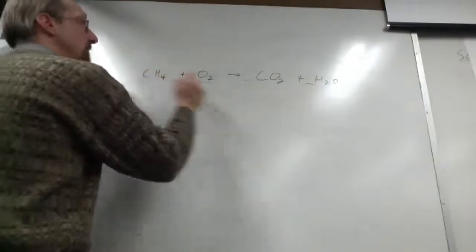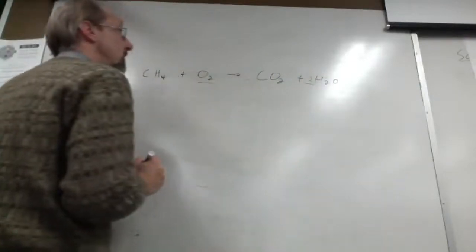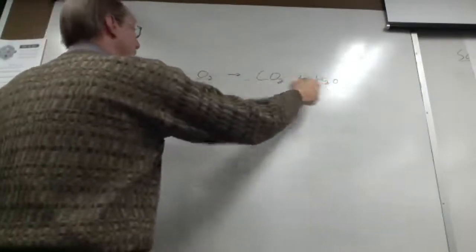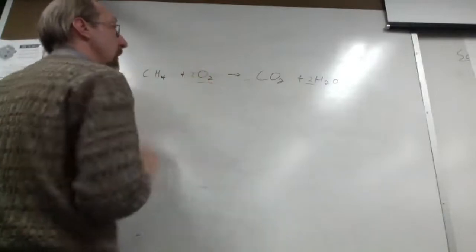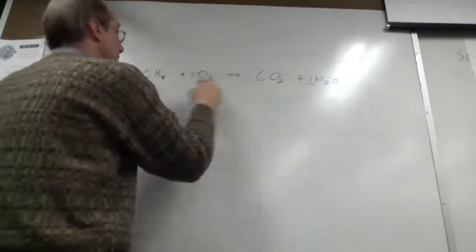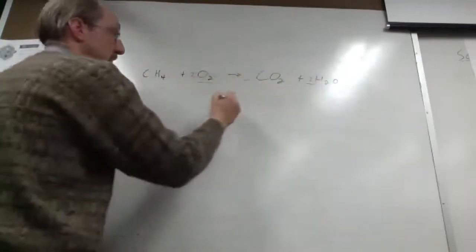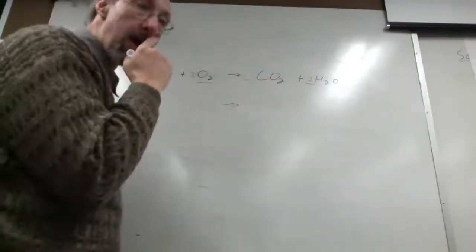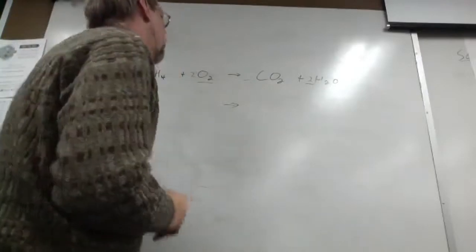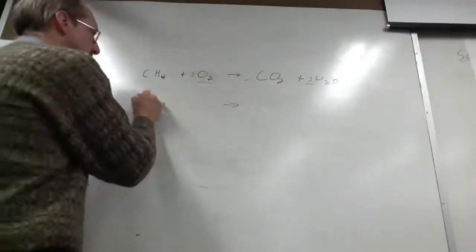So in this case, I need 2 more of these. I've got 4 oxygens, so I'm going to need 2 there, and I believe that's it. 1 carbon, 1 carbon, 4 oxygens, 4 oxygens, 4 hydrogens, 4 hydrogens. So pretty straightforward.